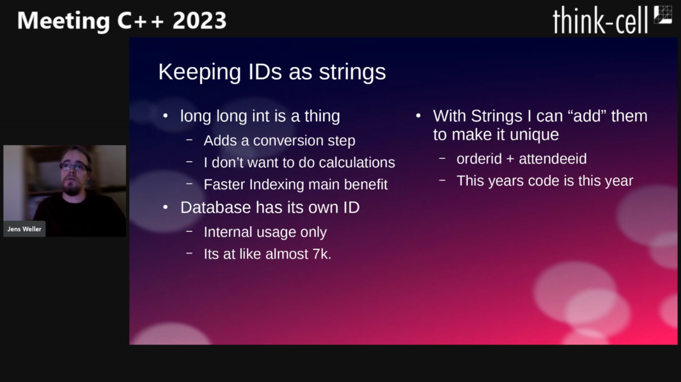Internally, I use my own ID, which is around 7K right now, and will stay probably for a long time under 1 million. I mean, I wish I had 1 million attendees at Meeting C++, but that's probably never going to happen, even with the online event now theoretically making that possible. With strings, I just added them, the order ID and the attendee ID, and it was unique, and that's fine for this year. And next year I have to think more about whether I like next year's ticket service, and are we going to stay with that?